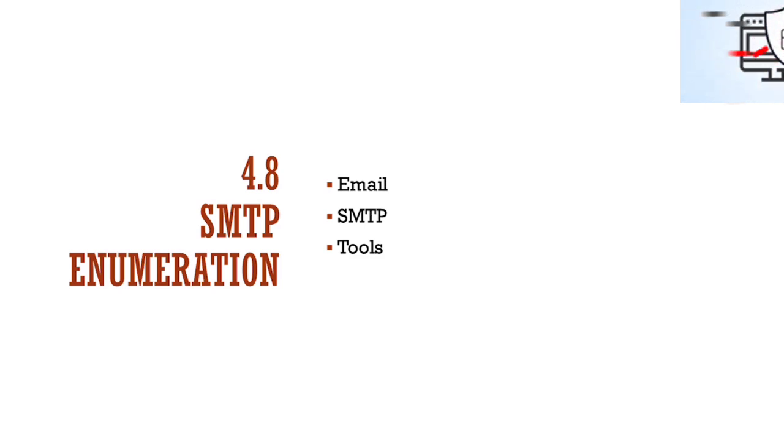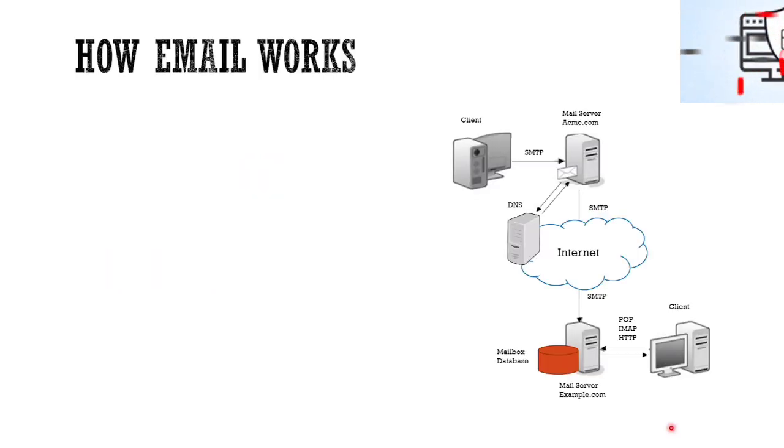Let's talk about how we can use SMTP to enumerate information. We need to back up just a little bit and talk about how email works. I mean, this is not an email class, but you need to have a sense of how these things work to become really effective as an attacker, as a hacker, as an ethical hacker.